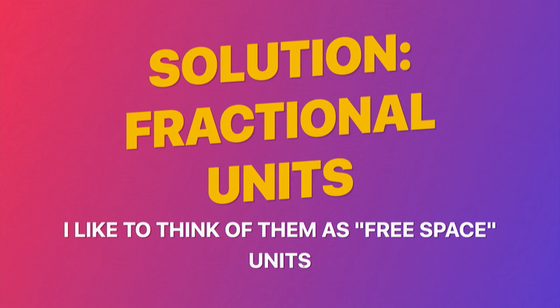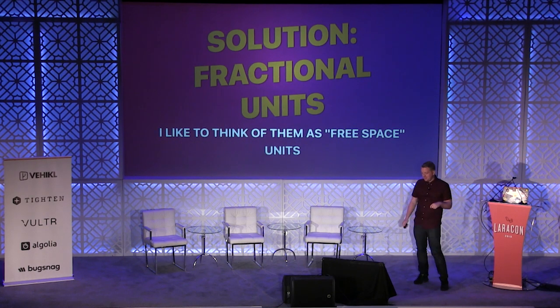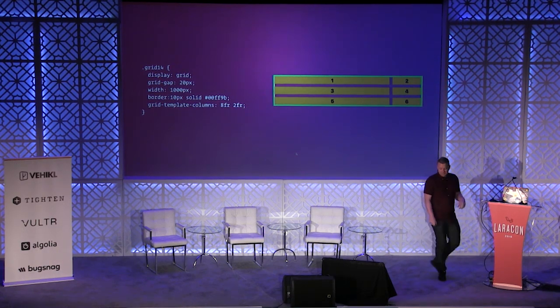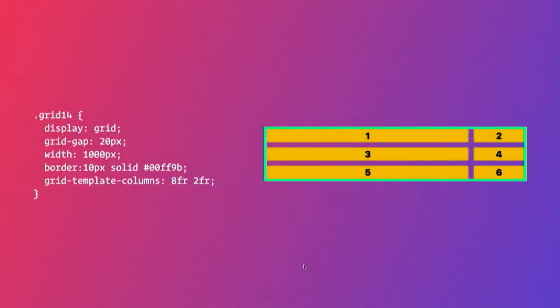I like to think of them as free space units. So what I've done here is that's the same grid we were just working with, but I flipped it from 80% and 20% over to 8FR and 2FR, and those things are proportional, meaning this one will take up 8 times the free space, and this one will take up 2 times the free space. I could have also done 4FR and 1FR, and it would work exactly the same.